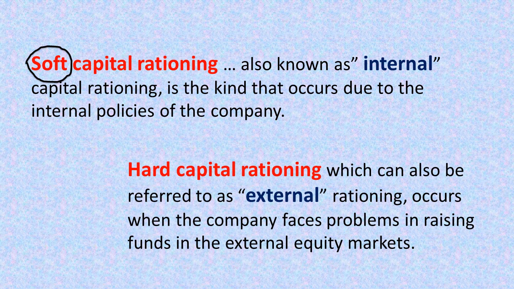Hard capital rationing, on the other hand, which is also referred to as external rationing, occurs when the company faces problems in raising funds in the external equity markets. This can lead to shortage of capital to finance the new projects of the company. So remember, soft rationing, internal reasons. Hard rationing, external reasons.